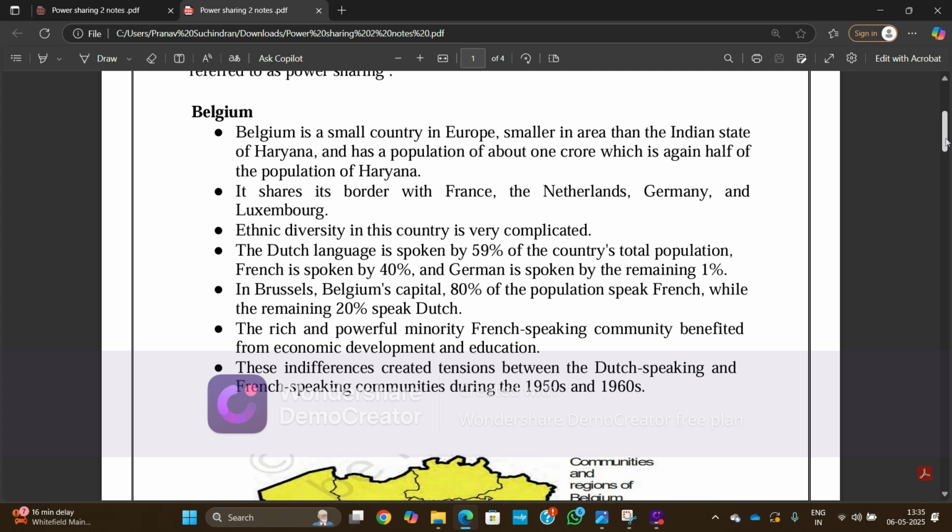The French people were very rich. They got the benefit of economic development before the Dutch, and educationally also they were very qualified. They even were very authoritative. In the years down the line, during the 1950s and 1960s, there were huge tensions between both the language speaking communities due to the differences between them.